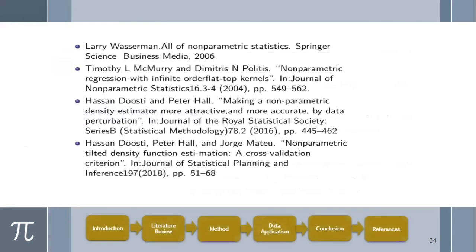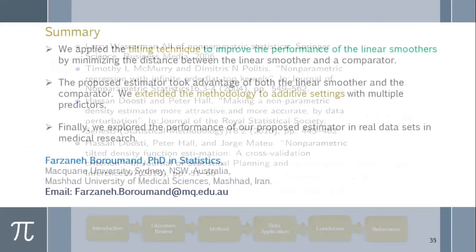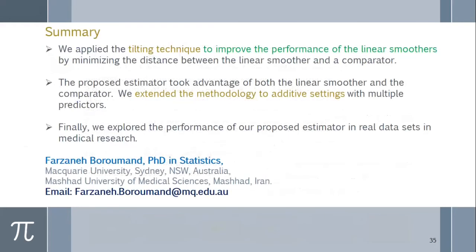So these are my main references, and this is the summary. We use the tilting technique to improve the performance of the linear smoother, and also we extend the methodology in the additive setting, and we could find the nonlinear association in a real data set example.